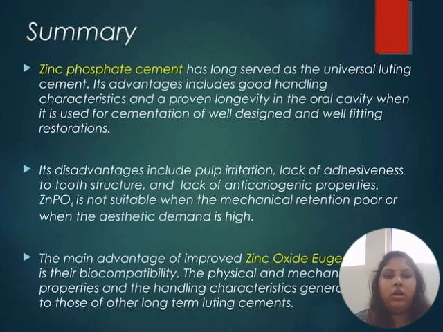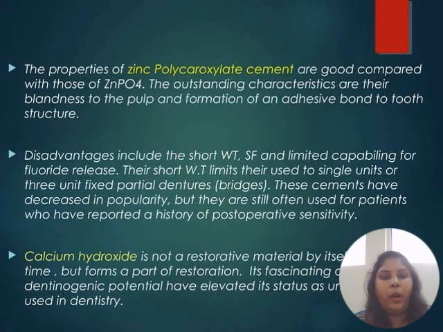So the summary is, zinc phosphate cement has long served as a universal luting cement. Its advantages include good handling characteristics and proven longevity in the oral cavity when it is used for cementation of well-designed and well-fitting restorations. The main advantage is that they are biocompatible, and the physical and mechanical properties and the handling characteristics are generally better than those of other long-term luting cements. The properties of zinc polycarboxylate are good compared to those of zinc phosphate, and the outstanding characteristics are their blandness to the pulp and formation of an adhesive bond to the tooth structure.